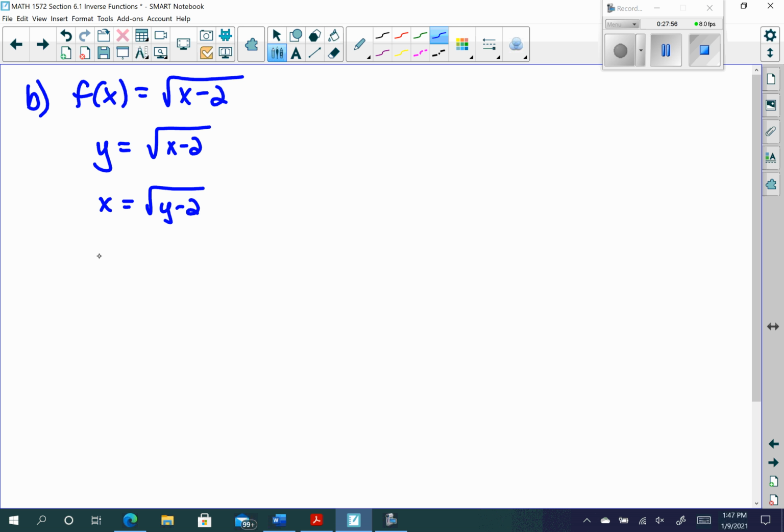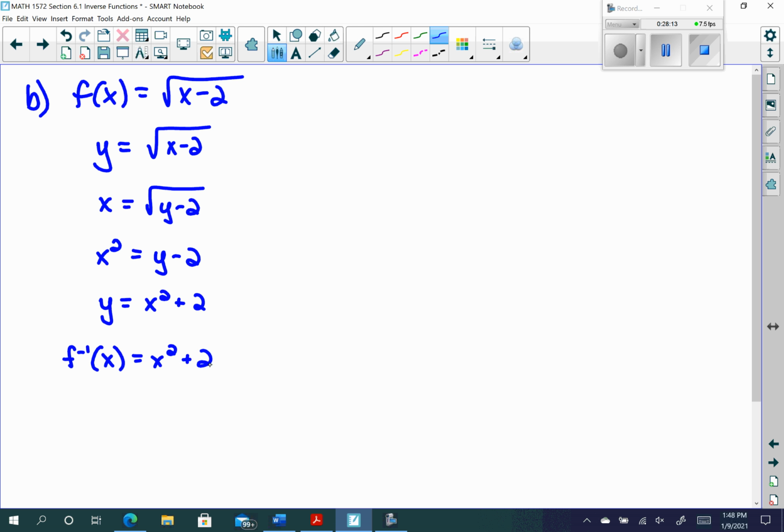We're going to square both sides, so x squared is going to equal y minus 2, because we want to solve for y. And then my last step is just to add 2. I'm going to switch this around, so y is going to equal x squared plus 2. Therefore, my inverse of f of x is equal to x squared plus 2.